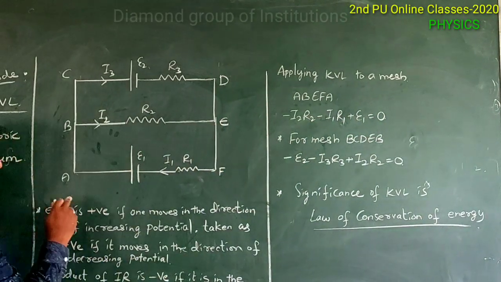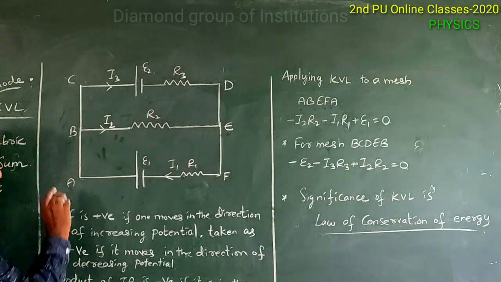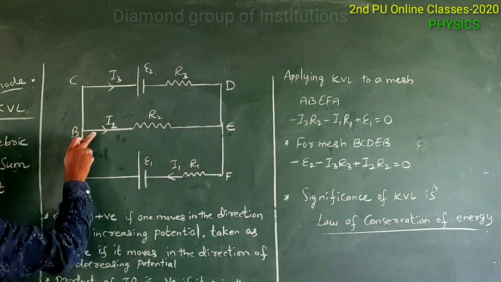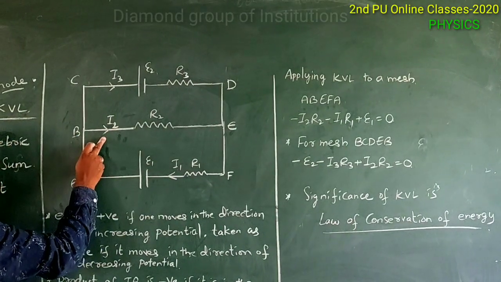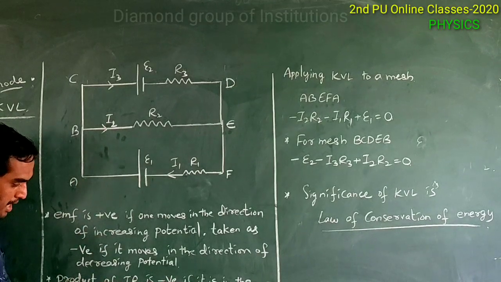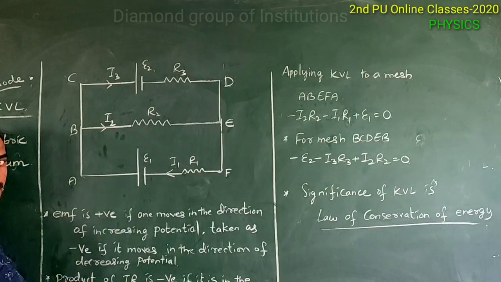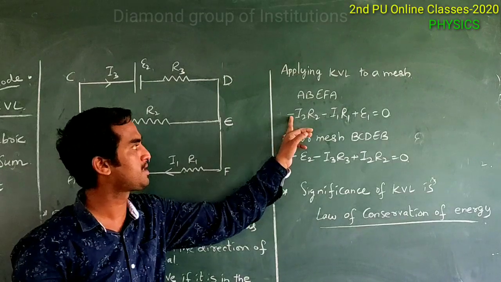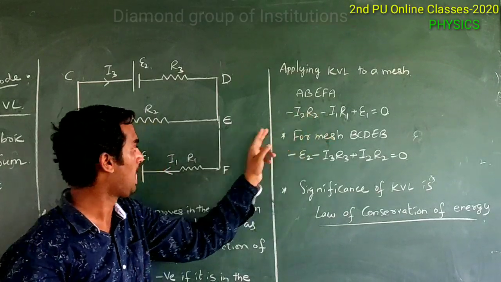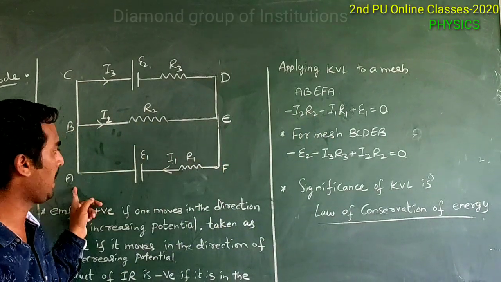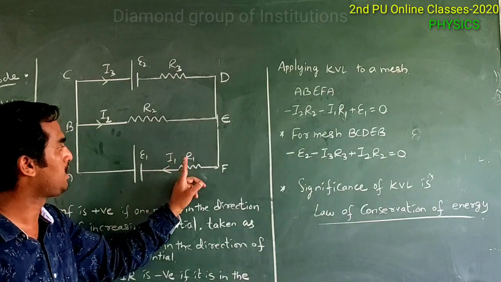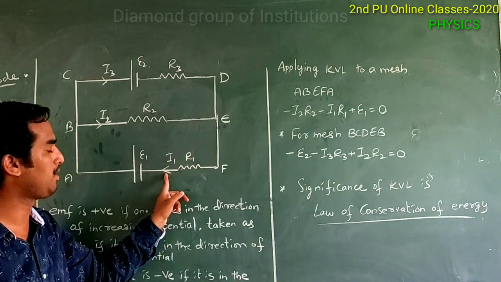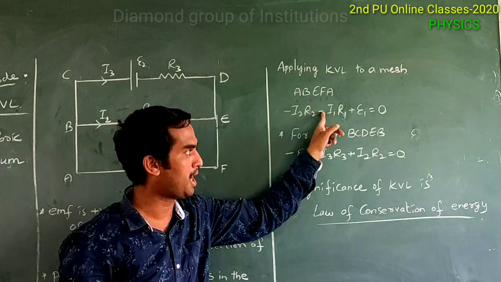Once again, see the example. B to E, the direction of the current is the same. So if the direction of the current is the same, we are going to take it as negative. So minus I2 into R. Again here, F to A, I1 into R1. Again the direction will be the same. So that's why it becomes minus.